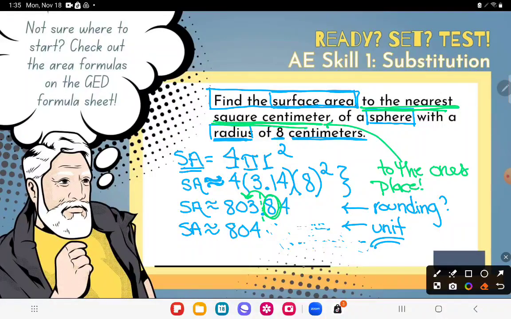Y'all, I give mathematicians such a bad name. And so what I'm going to write here is the abbreviation for square centimeters, which just looks like cm for centimeters with a little 2 on it. And that's not math to do. That's just me being too lazy to say square centimeters. All right, final answer, 804 square centimeters. That's how many little curved squares in this case, but how many little squares it would take to cover the surface of a sphere.